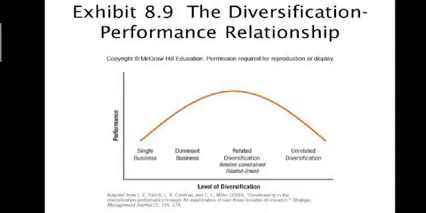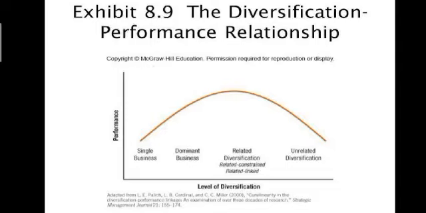So this table explains the diversification performance relationship. As you can see, there are single business, dominant business, related diversification, and unrelated diversification. That is the level of diversification. According to them, three levels of diversification exist. First one is low level of diversification. Second one is moderate level of diversification, and the third one is high level of diversification.